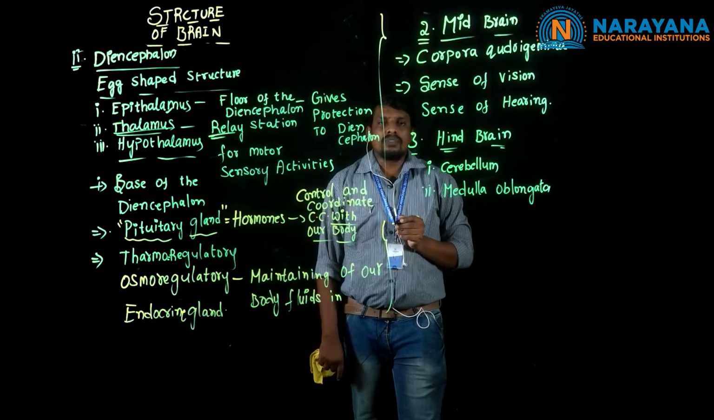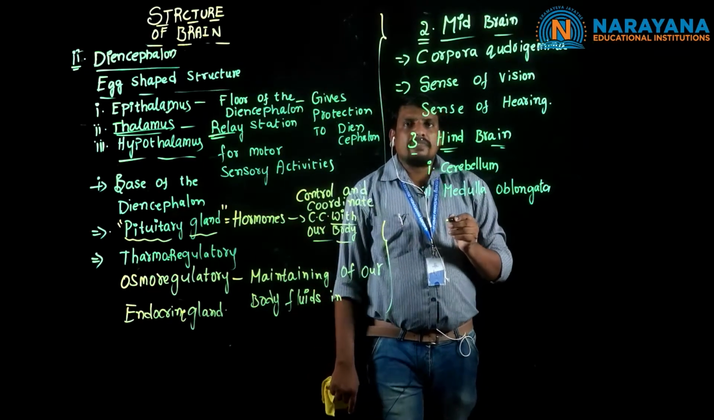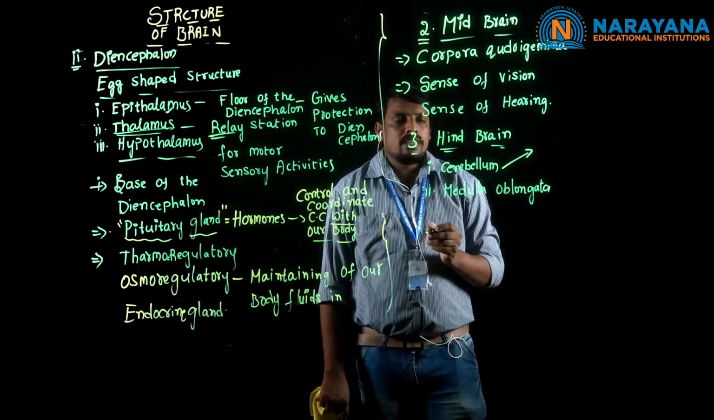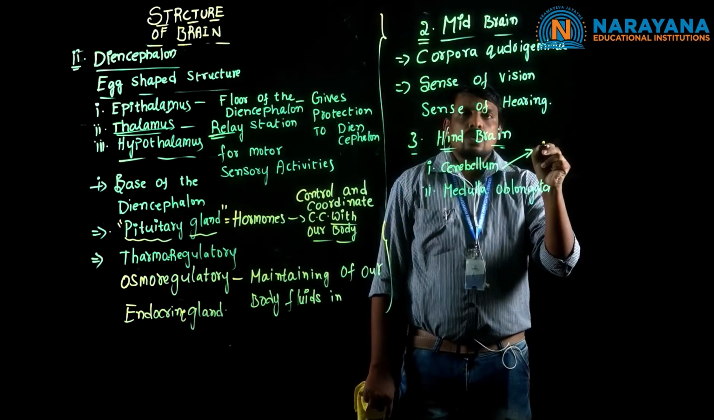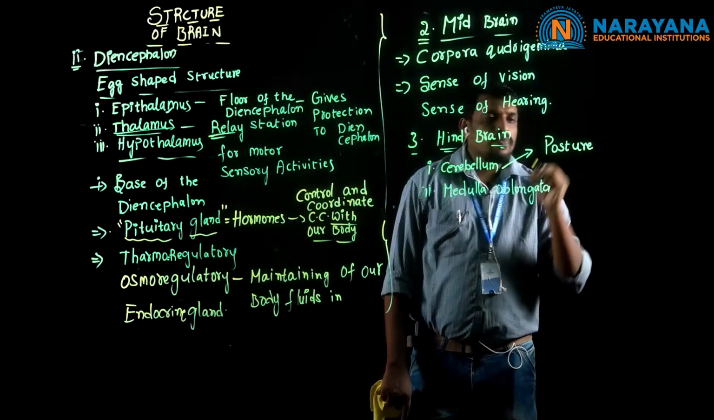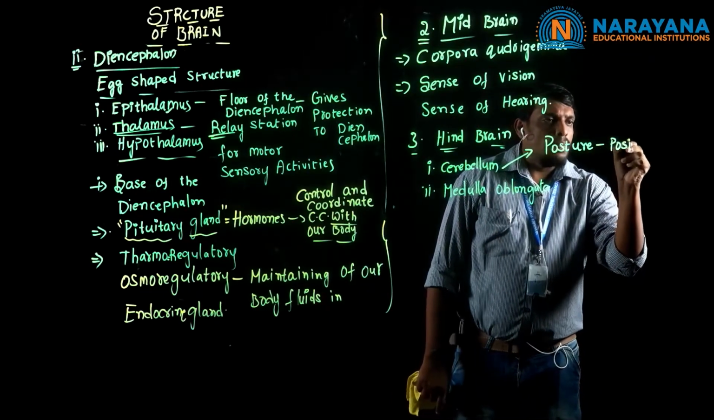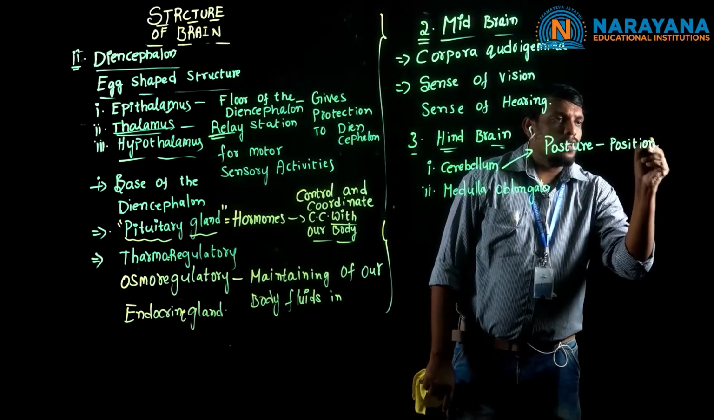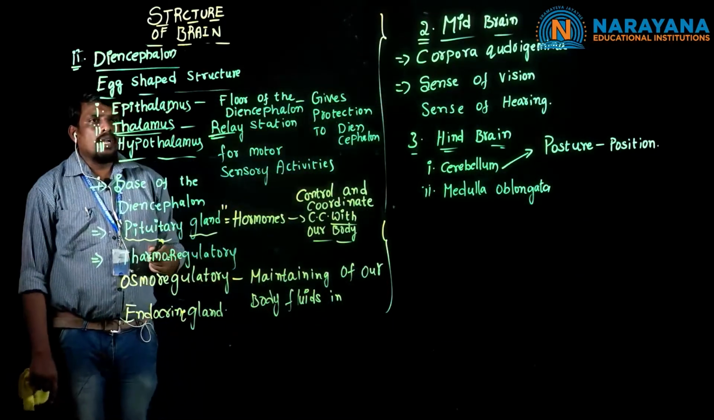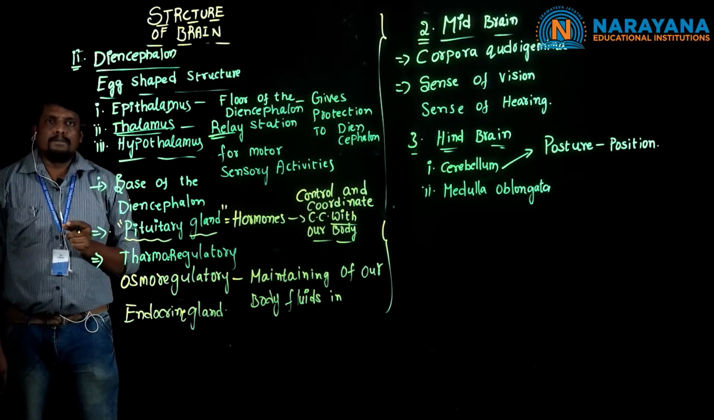Shall we learn the functions of the cerebellum? Let us see about the cerebellum. The cerebellum does many functions. Among those, the important function is that it controls our body posture. What do you mean by posture? Posture is nothing but the position of our body, or maintaining our body balance. This function is performed by the cerebellum.